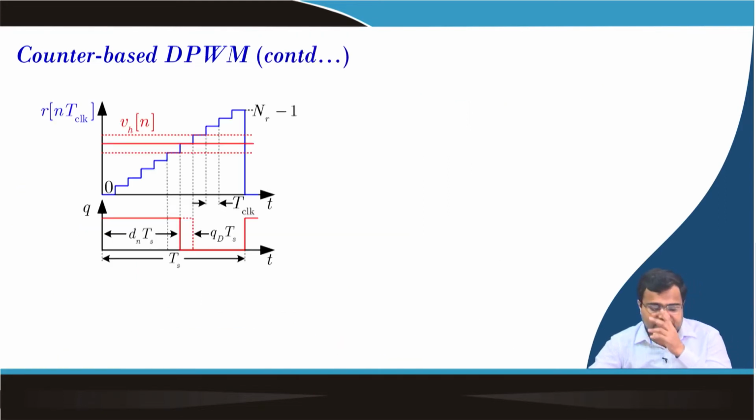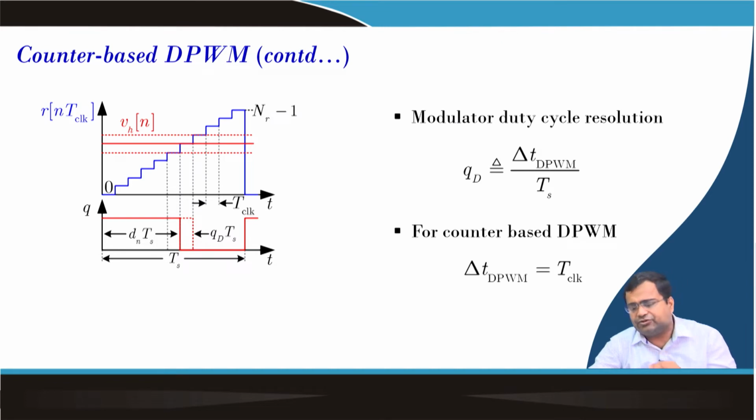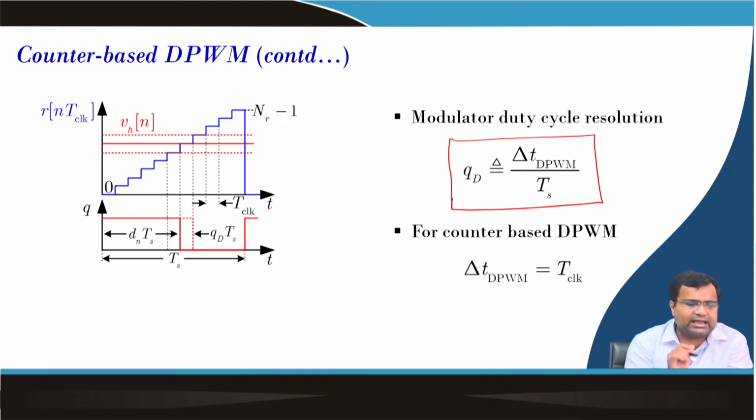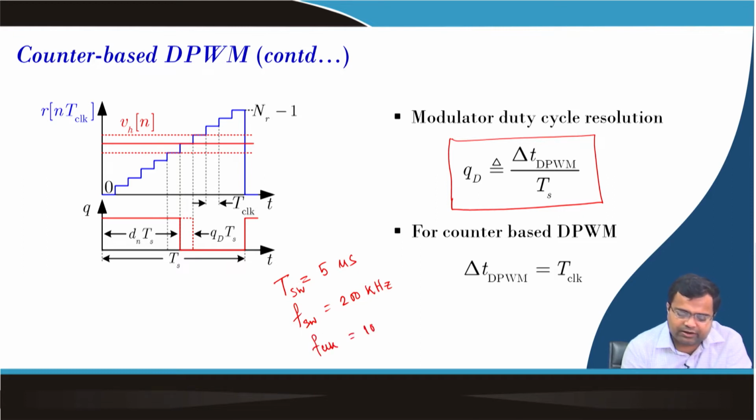We are just recapitulating what we have discussed. In order to get a certain DPWM, we need to play with the architecture of the DPWM. In this case, we are only talking about the counter based DPWM, and we have our desired switching frequency. For this teaching kit, we are setting TS to be 5 microsecond. That means our switching frequency, TSW, is 200 kilohertz, and we have an available controller clock of 100 megahertz.